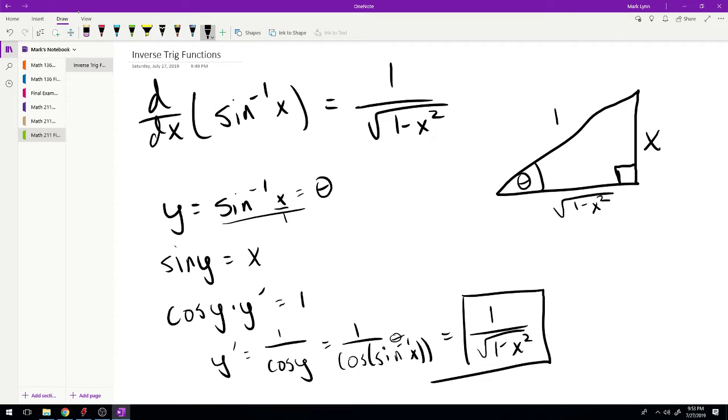Yes, it would have been easier just to have this memorized in the first place, but I find it really hard to memorize all of the inverse trig functions. So this is a method that you can use to solve those if you can't remember them.